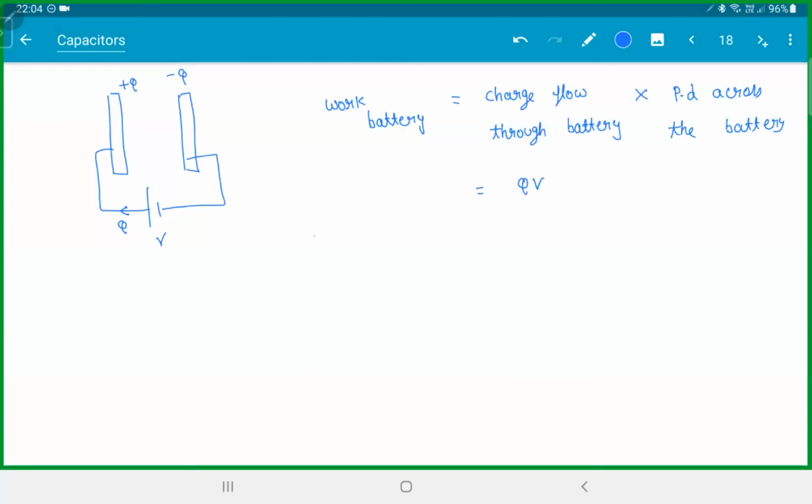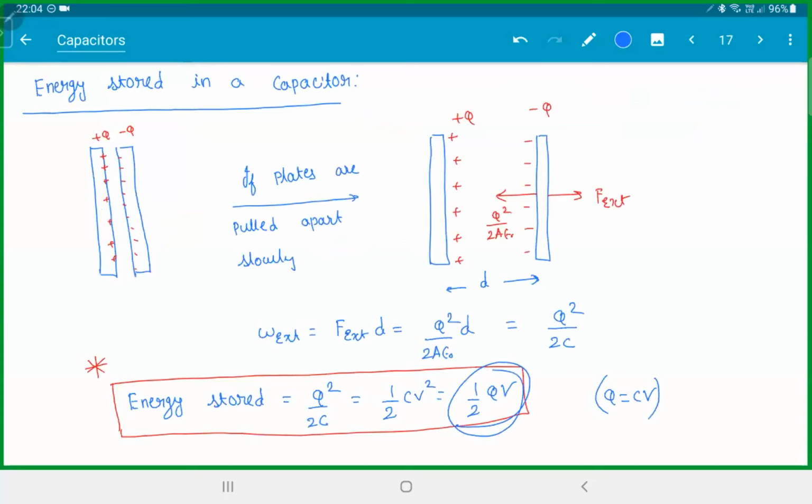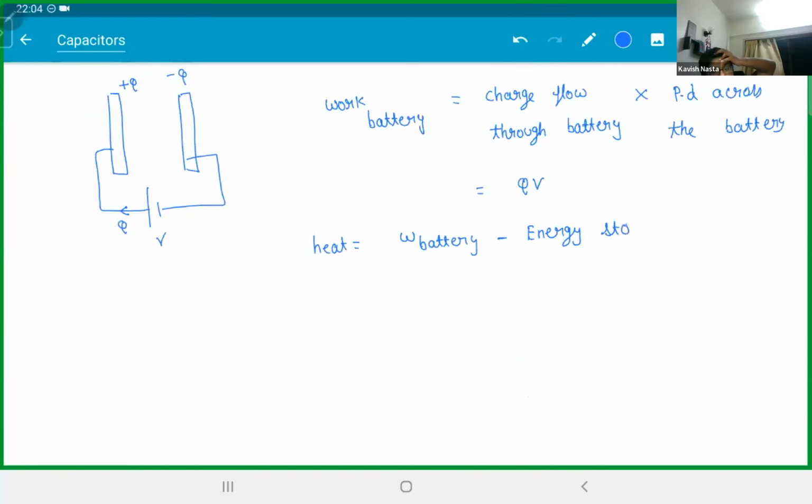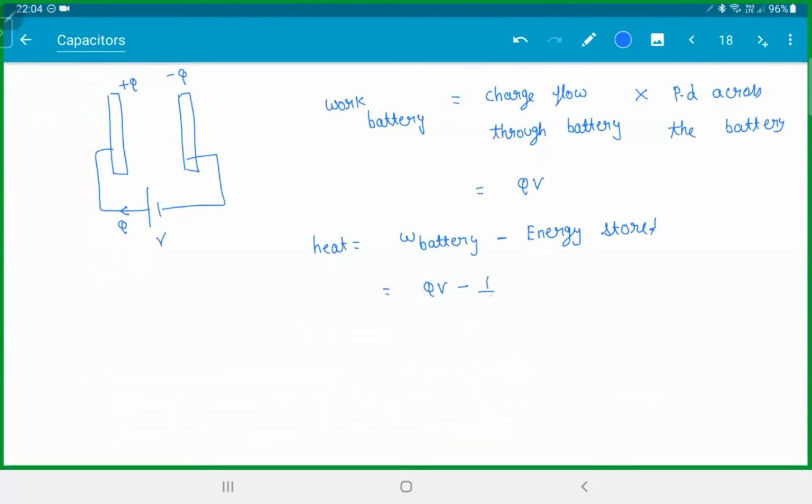Did you observe something here? The work done by the battery is QV, but the energy stored is how much? Half QV. What happened to the remaining energy? Heat. It becomes heat, dissipated as heat. So even though there's no resistor, there will always be some dissipation.